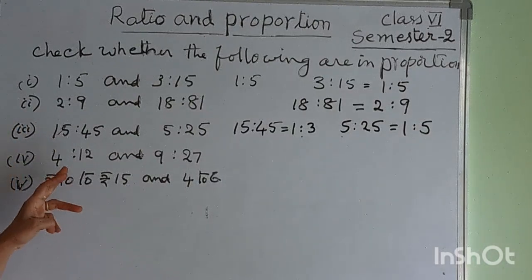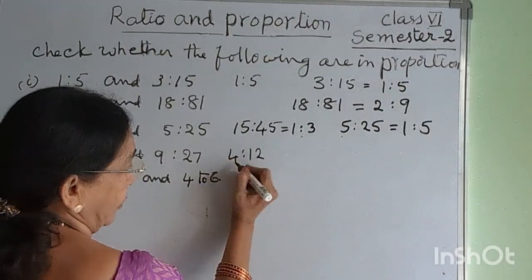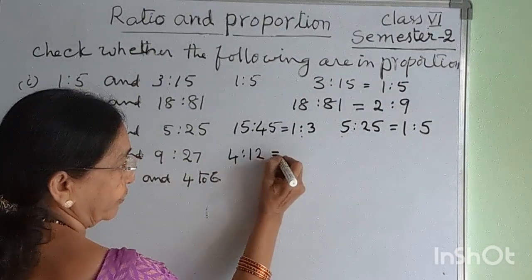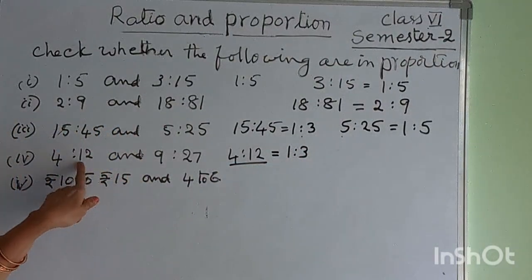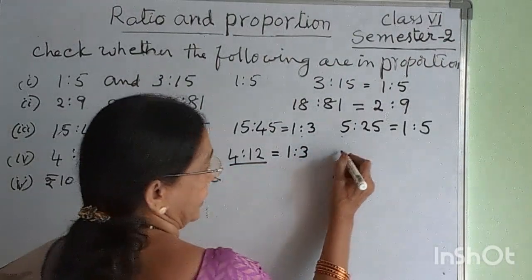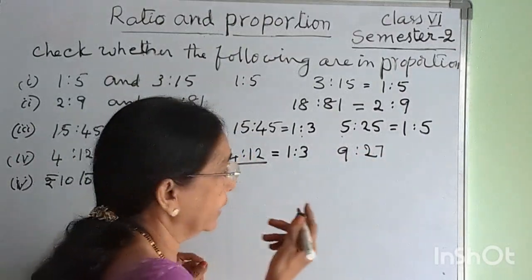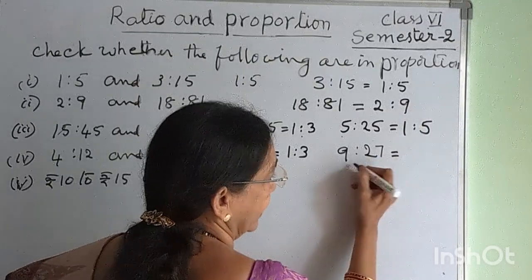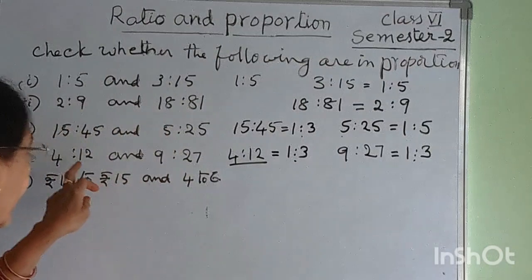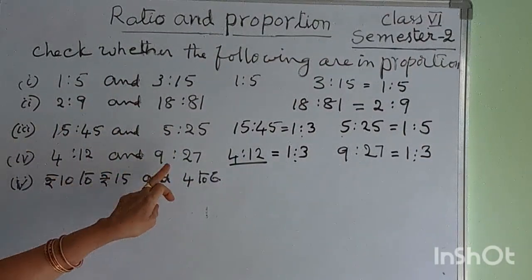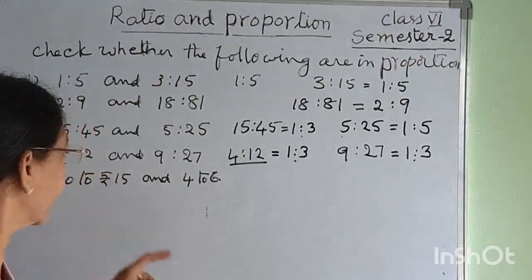Next, we will go to the fourth problem. 4 is to 12. Both are divisible by 4. Therefore, 4 ones, 4 threes. This ratio is 1 is to 3. And 9 is to 27. Both are divisible by 9. Therefore, dividing both the numbers by 9, 9 ones, 9 threes. Therefore, both are equal. These two ratios are equal. Therefore, they are said to be in proportion.